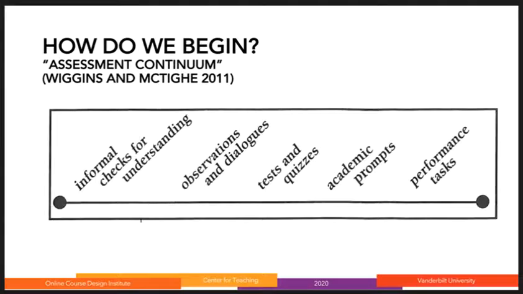As we think about this, it's important to know what Wiggins and McTighe call the assessment continuum. The truth is that throughout your course you can and probably do assess many things about your students' cognitive or personal development. These may range from informal checks on understanding during conversations, to observations and dialogues that you have with them that are more formal, to tests and quizzes, to longer prompts that ask them to take on larger tasks such as writing a paper, to big performance tasks, completing entire multi-course projects, for instance.